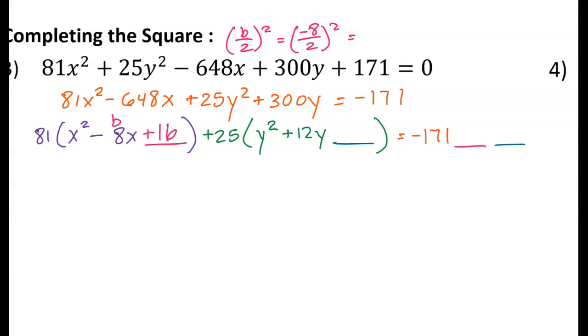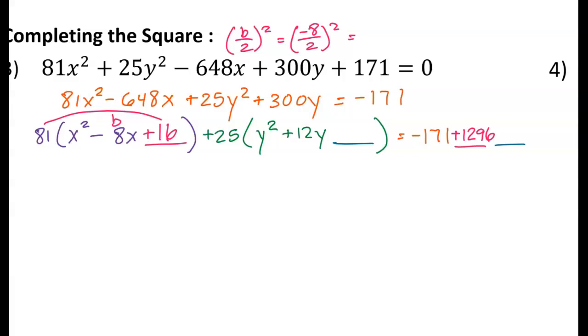Now is that actually what I added into the left? What did you add in? 16 times 81. Which is how much? What was it? 1296. Now on your quiz, you're not going to get a calculator, but we'll have lower numbers than this. Lower numbers than this, all right?